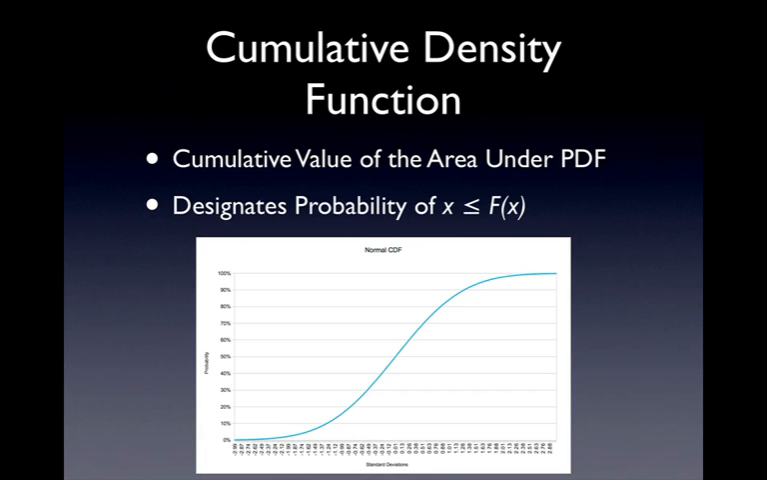This chart shows the CDF for the normal distribution depicted on the previous slide. It is important to note that a point on the CDF designates the probability of the random variable being less than or equal to the point's x value. Therefore, the probability of the price moving 0 or less standard deviations is 50%. Likewise, the probability of the price moving more than 0 standard deviations is 50%.